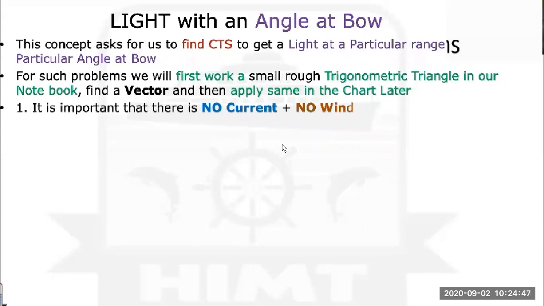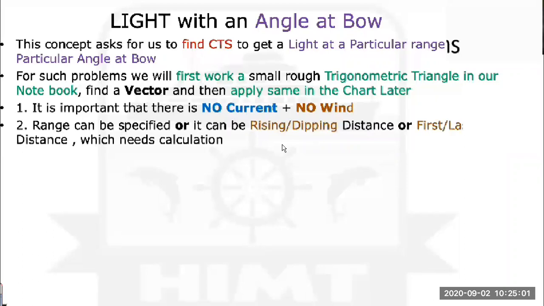So getting a lighthouse at a particular distance and at the same time a particular angle at the bow, at that particular spot you will see that that is the distance and it has an angle with the bow. So you should solve it without current, without wind. Now I told you about a particular range in the first para of the question: light at a particular range. This range can be specified. They can tell you 18 nautical miles, 12 nautical miles or whatever, or they can use the words rising or dipping or first sea, last sea also, which will need some calculation.